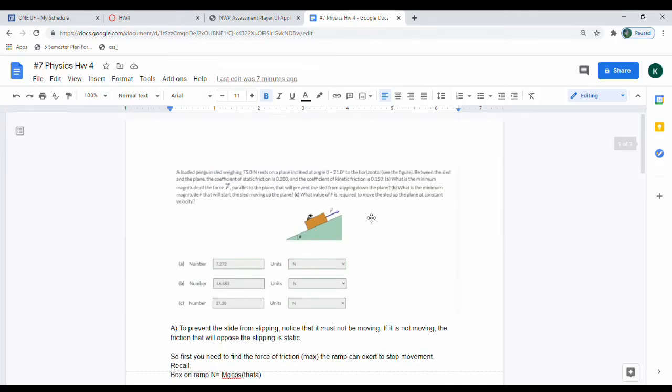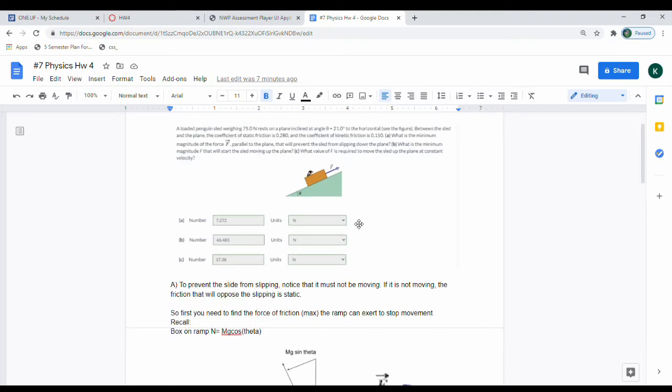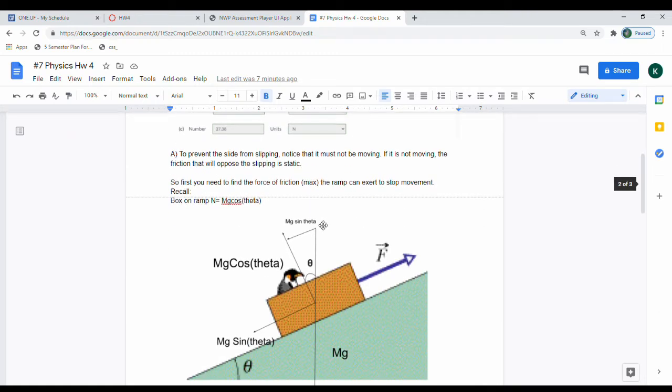Alright, so this is question 7 of the homework. For A, it's asking us for the friction needed to stop it from sliding. If it's not sliding, then we must use static friction. And for any box on a ramp problem, draw a free body diagram.